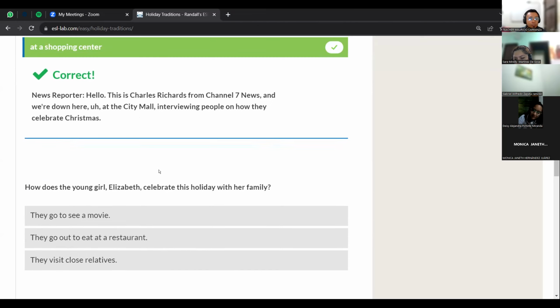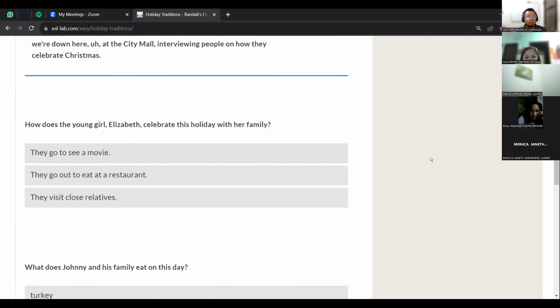Okay, let's go with number 2. How does this young girl, Elizabeth, celebrate this holiday with her family? Letter C, they visit close relatives. They go out to eat at a restaurant. Okay, yeah, this one was kind of tricky. So some of you say visit close relatives, some others say go out to eat at a restaurant. Obviously, option A is not in debate, right? B and C are the ones. So what do you think?